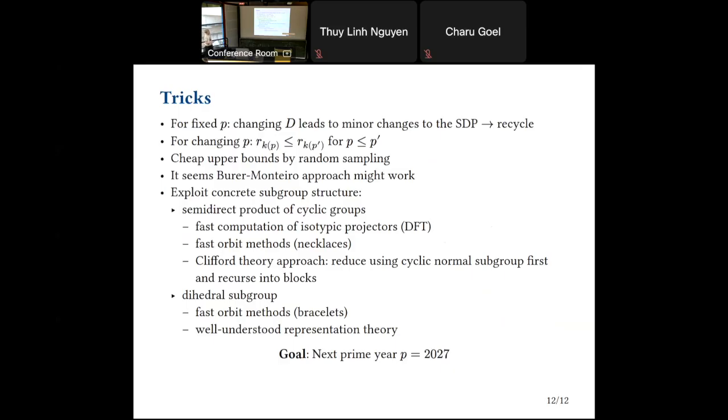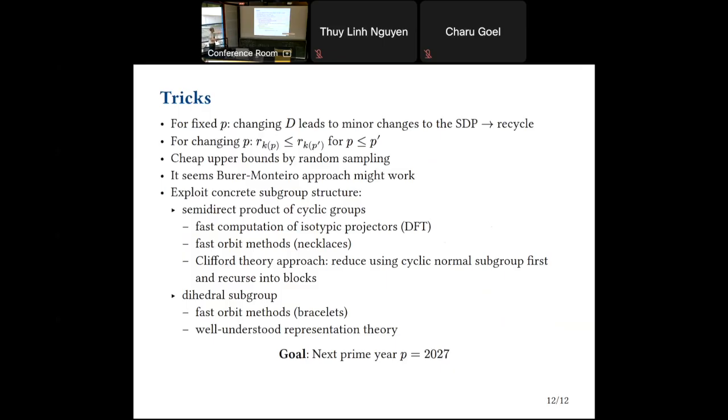Another idea would be to first apply only the cyclic group reduction. And then after that, since this group is very nice in many senses, you can, I hope, recurse into the individual blocks that you get and apply whatever symmetries are left in those, so that you have decreased the whole problem size of symmetry reduction itself. This is what I hope, what I'm working on right now.